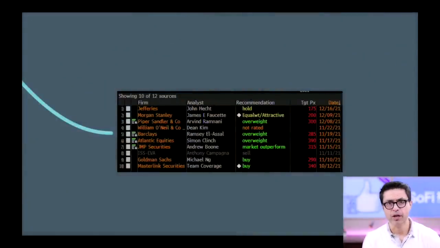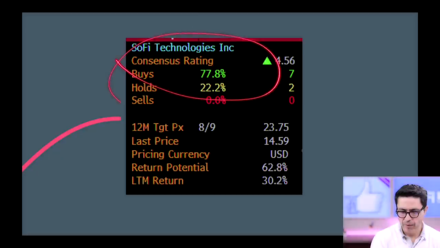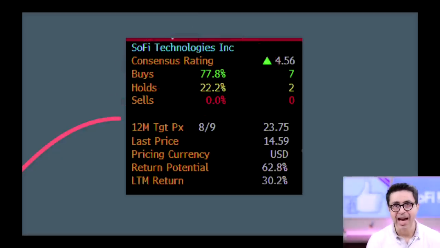Okay, so let me start with the juicy part first. Take a look here. We know that we have two more analysts covering the SoFi stock now. Previously, we had seven analysts. Right here, I'm going to show you, we had about seven analysts, and now we have nine analysts covering the stock. So two more analysts have joined the coverage of SoFi stock.